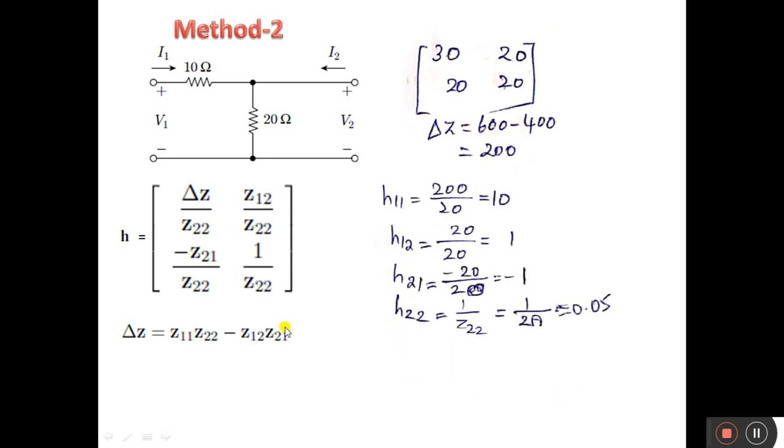Now H11 is del Z by Z22. Del Z is 200 and Z22 is 20, so 200 by 20 is 10. H12 is Z12, which is 20, over Z22, 20, so 20 by 20 equals 1. H21 equals minus Z21 divided by Z22, so minus 20 by 20 becomes minus 1. H22 is 1 by Z22, so 1 by 20, 0.05. The same matrix I am getting here.